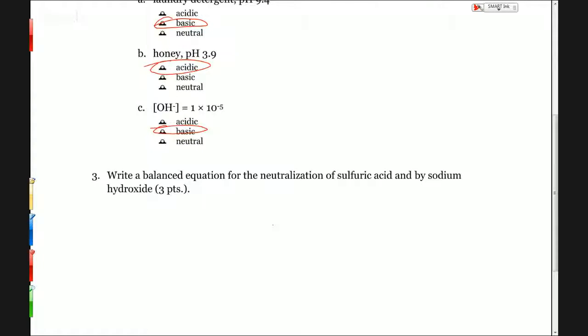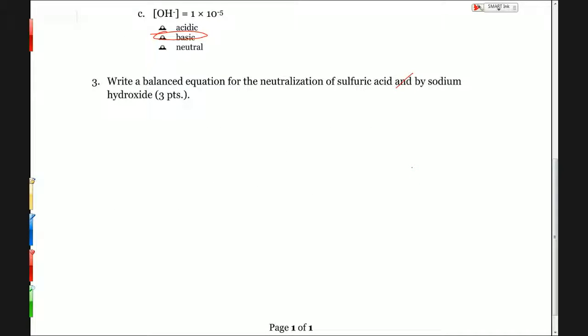Write a balanced equation for the neutralization of sulfuric acid by sodium hydroxide, so you had to know some naming of the acids here. Sulfuric acid is H2SO4, and sodium hydroxide is NaOH. Those react together to neutralize, and if it's a neutralization reaction, that means you form water. And what's left over is the sodium and the sulfate. So the sodium has to go with the sulfate, and we have to make sodium sulfate, which is Na2SO4.